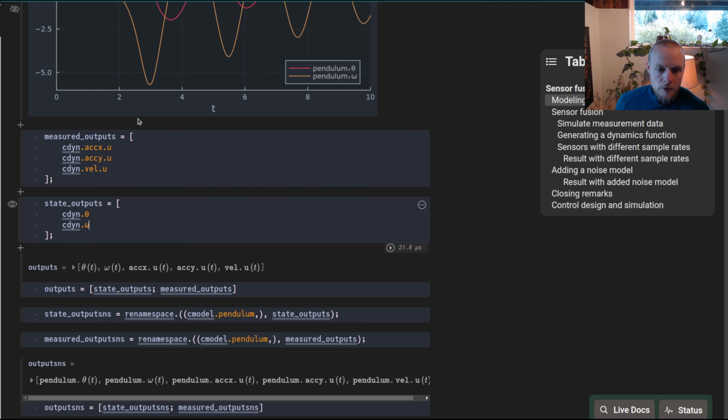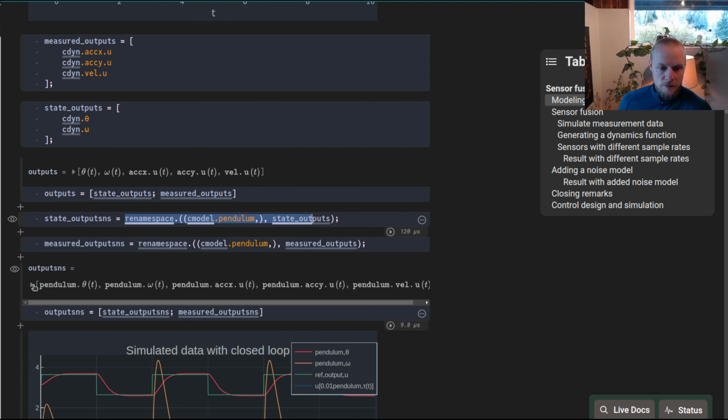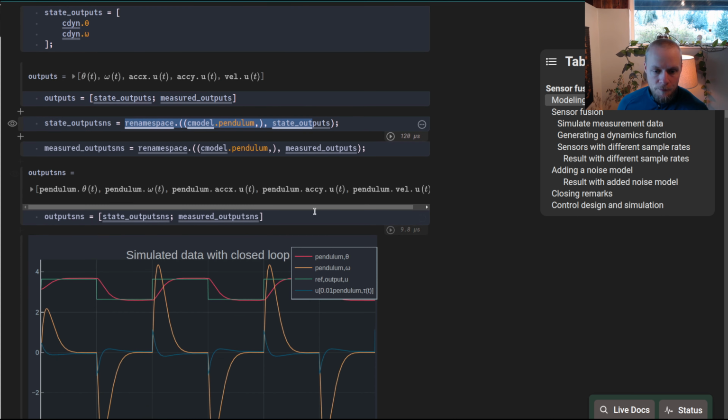And then I will put this pendulum model in an external model or an outer model later. And then I need to have a different namespace of my variables. So I create a version of these output arrays also where I have this pendulum namespace attached. So that's a technical detail you can ignore for now.